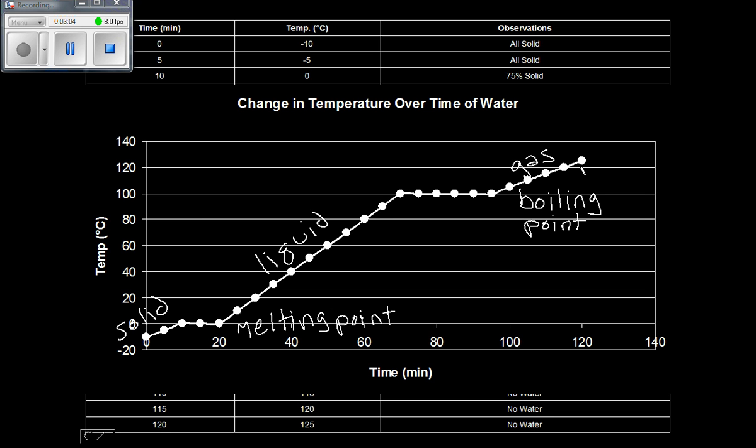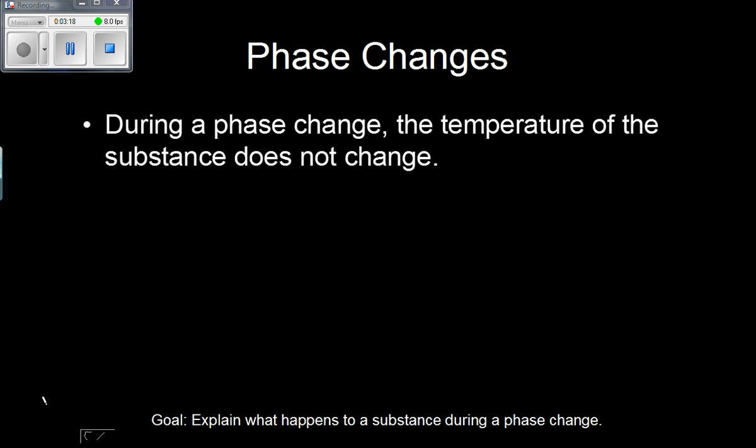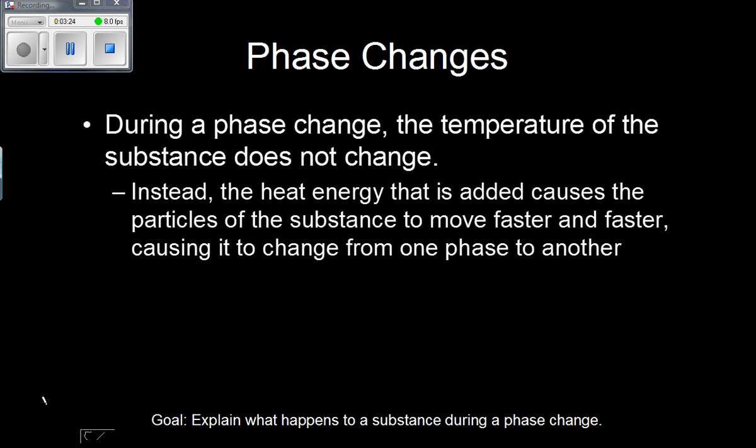It's important to notice this, especially the fact that these areas right here are flat. That means that while the actual phase change is occurring, the temperature of the substance is not changing. Instead, that energy is going into moving those particles faster and faster, which causes them to move further and further apart. And that's how we go from a solid to a liquid to a gas.